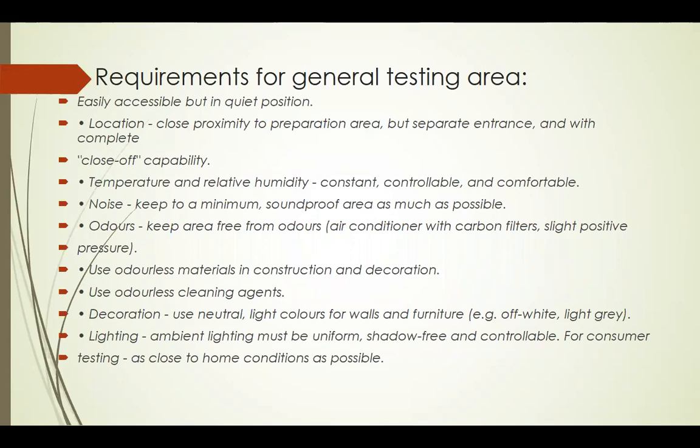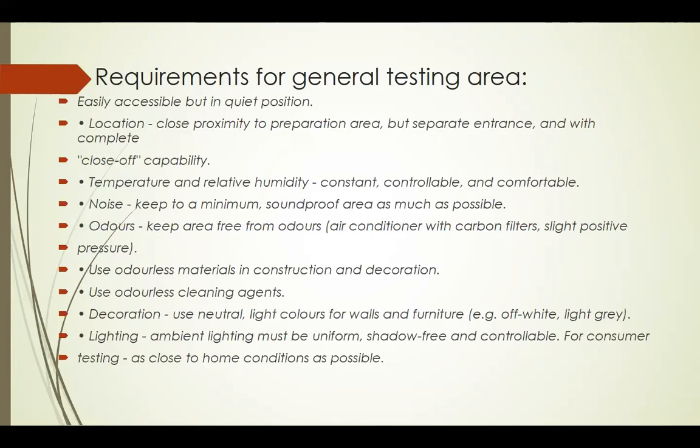So, requirements for the general testing area. It should be easily accessible but in a quiet position. About location, it should be in close proximity to the preparation area, but with a separate entrance and with complete close-off capability. The removing of the samples and the temperature or the volatile compounds or mixing all of them can make some trouble in the testing samples. So we should take a close proximity to the preparation area.